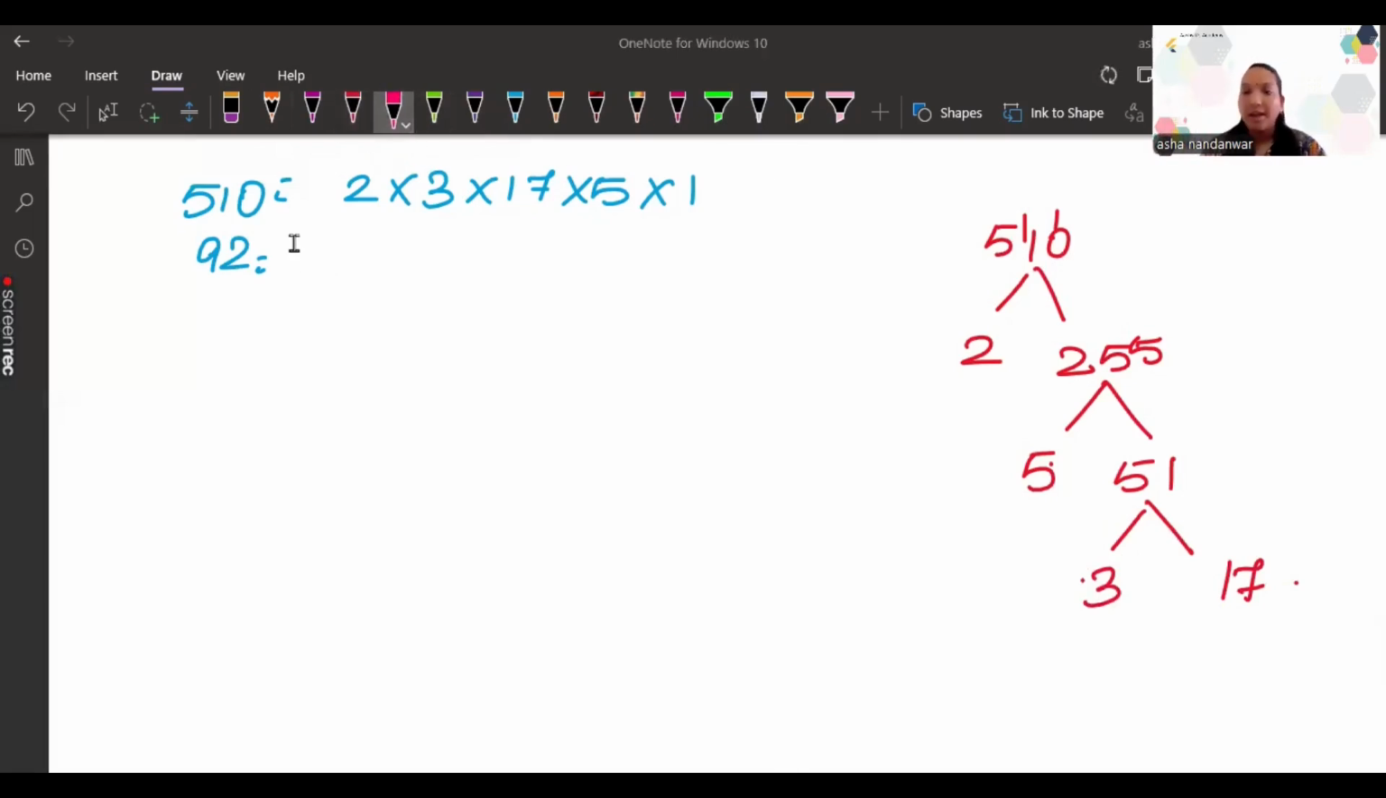You can use this prime factorization tree and find out the prime factors. Let's move on to 92, which is nothing but 2 into 23 into 1.